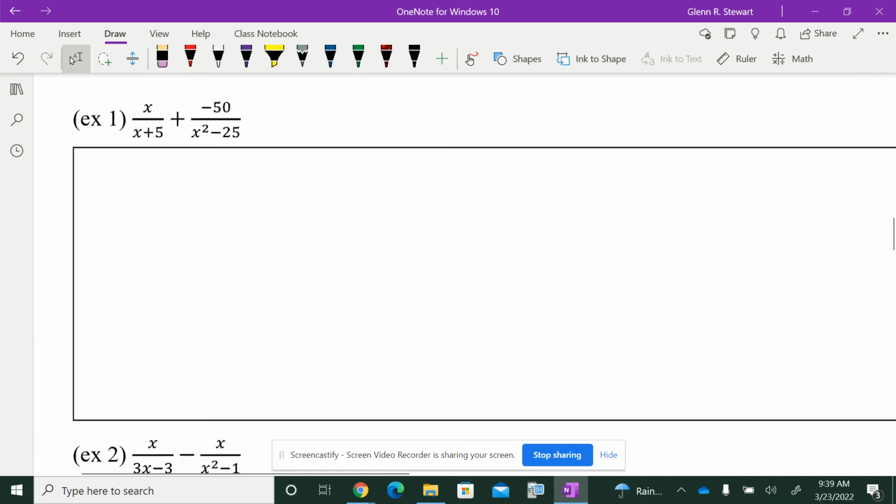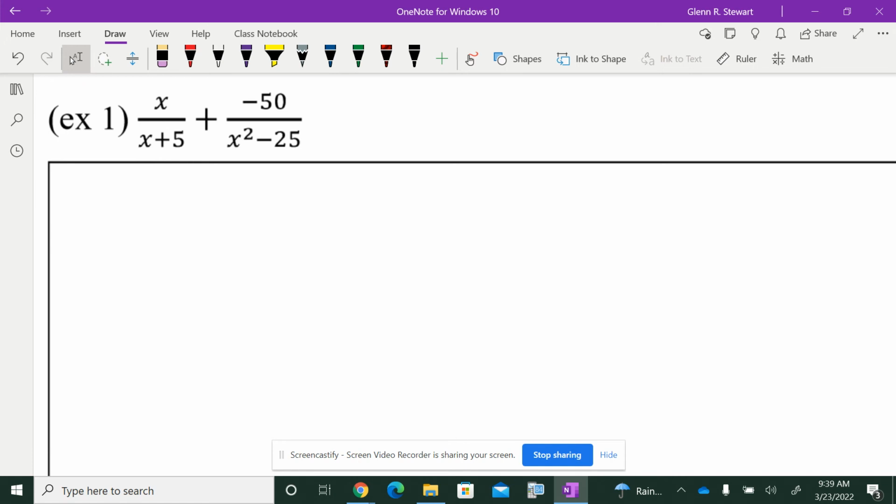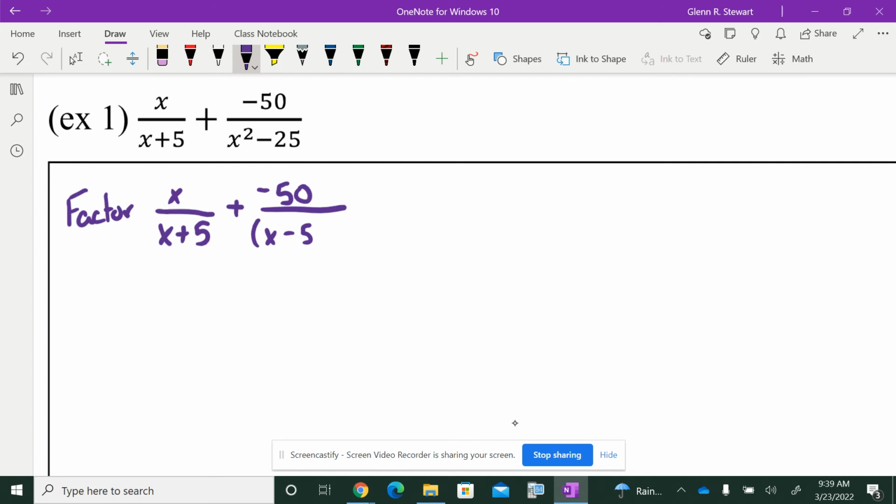Let's take a look at example number 1. Example number 1 here, I've got x over x plus 5 plus negative 50 over x squared minus 25. First thing you want to do is factor, if it's not already factored for you. So like x over x plus 5, that's already done. X squared minus 25 can become x minus 5 and then x plus 5.